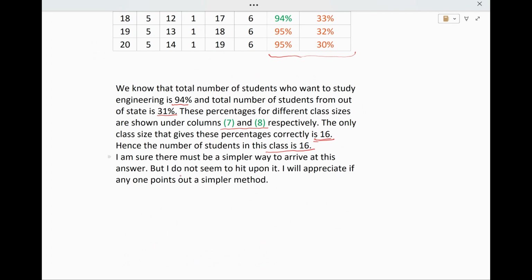I am sure there must be a simpler way to arrive at this answer, but I do not seem to hit upon it. I will appreciate if anyone points out a simpler method. Thank you.